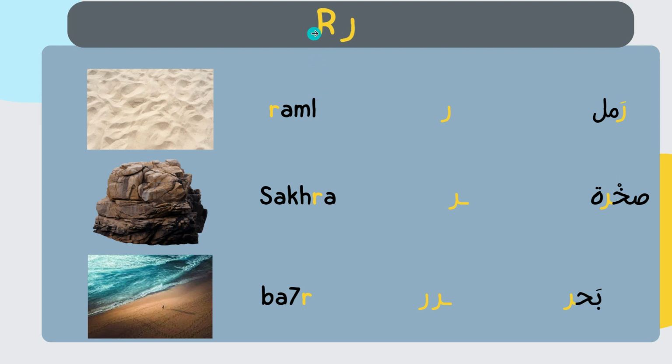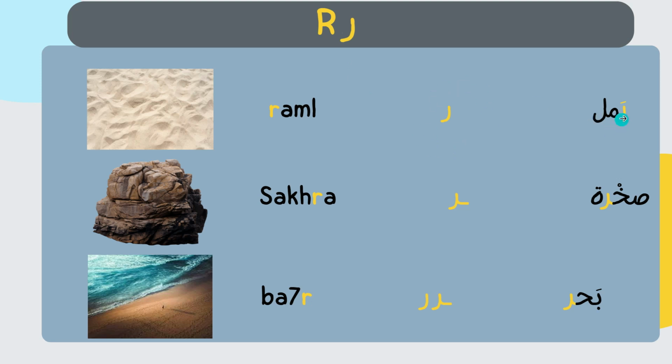The first letter for today is R. Notice that it's a rolled R. It's not R, it's R. We roll the tongue with it. This letter doesn't connect with the letter after. That's why it looks the same in the initial position and in the main shape.